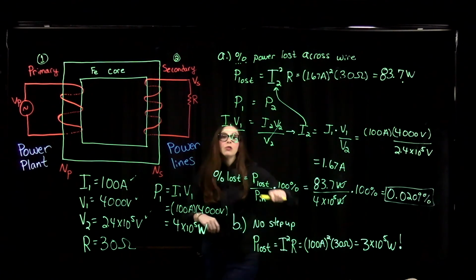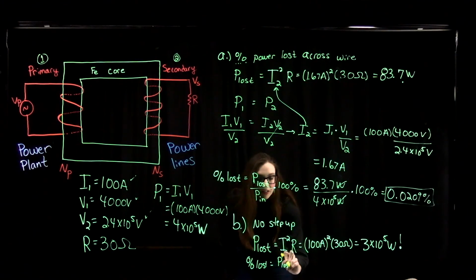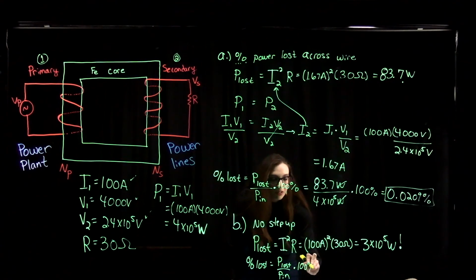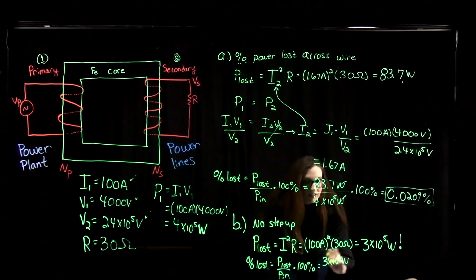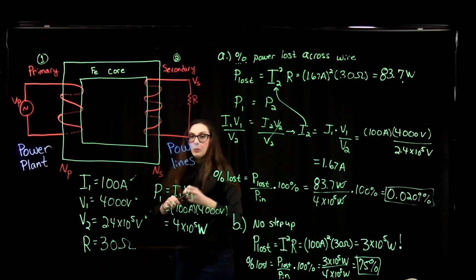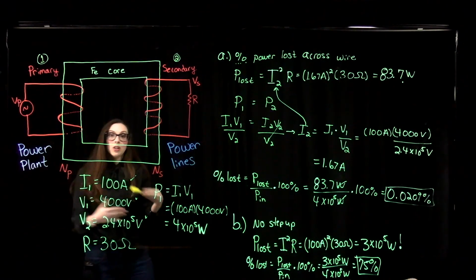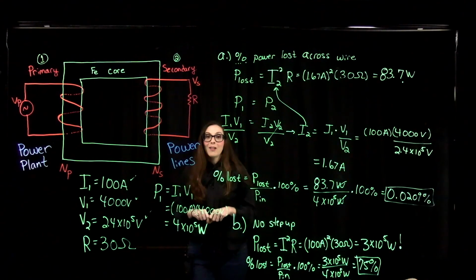Okay, so we are losing a lot of this power if we don't step up that voltage, which steps down our current. So if we found the percent lost in this case, our percent lost will equal P lost over P in times 100%. So that would equal 3 times 10 to the 5 watts divided by 4 times 10 to the 5 watts. That's 75%. We would lose 75% of our power then if we didn't do this process of stepping up the voltage and lowering the current before we send out that power across those high voltage power lines.